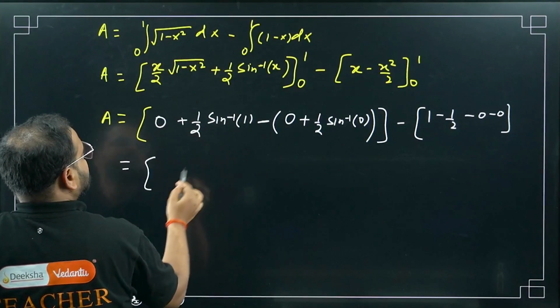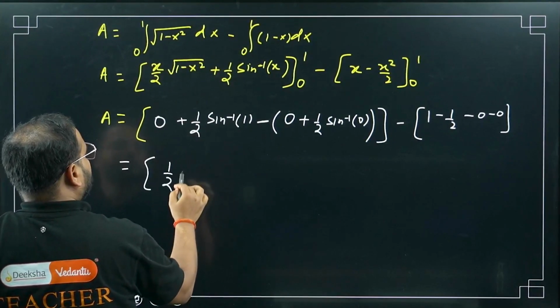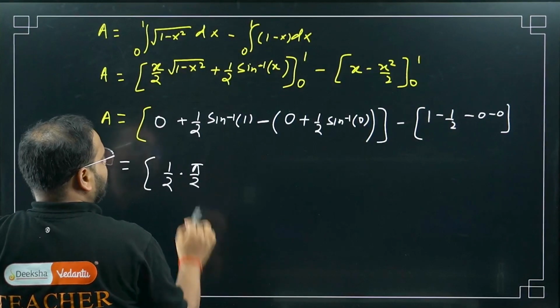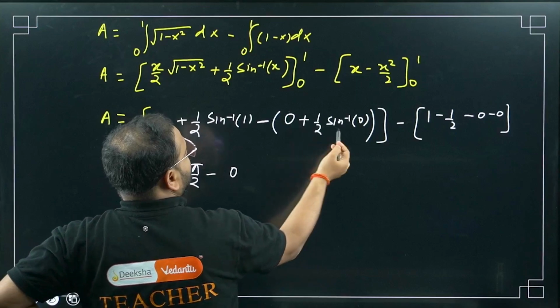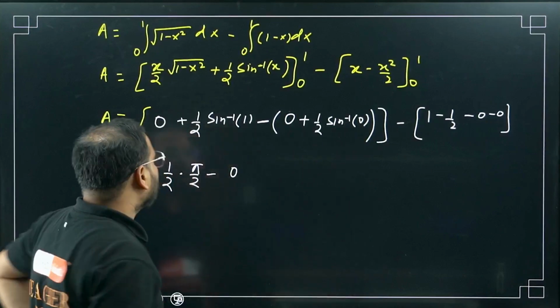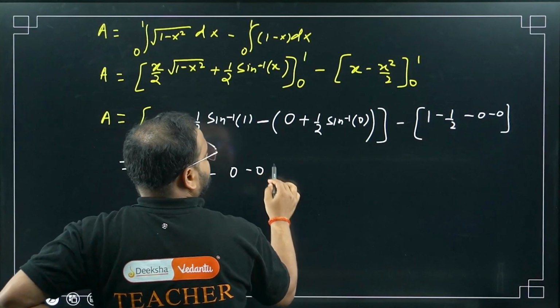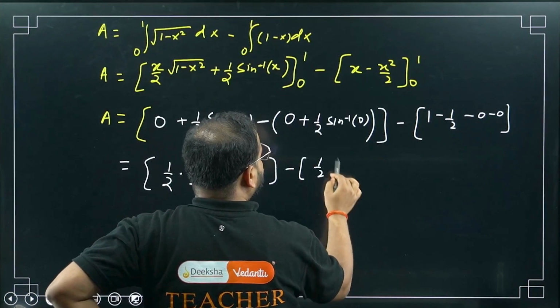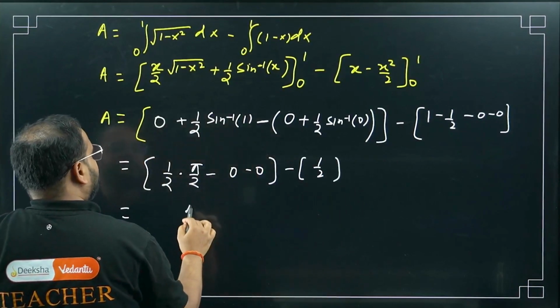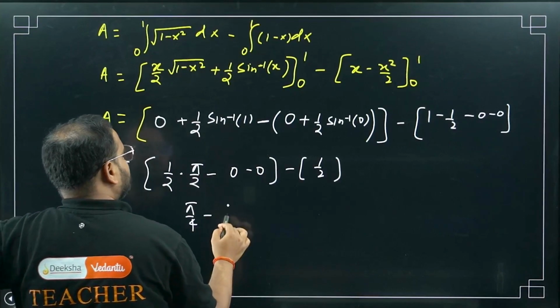Get the final answer. Sin inverse of 1 is how much? Pi by 2. Yes. And how will this become? Both is 0. This is 0, this also is. Sin inverse of 0 is what? 0 only, no? So both is 0. Minus, how much is that? 1 into 1 by 2 is simply 1 by 2. Please check. What I'm getting? Pi by 4 minus 1 by 2.